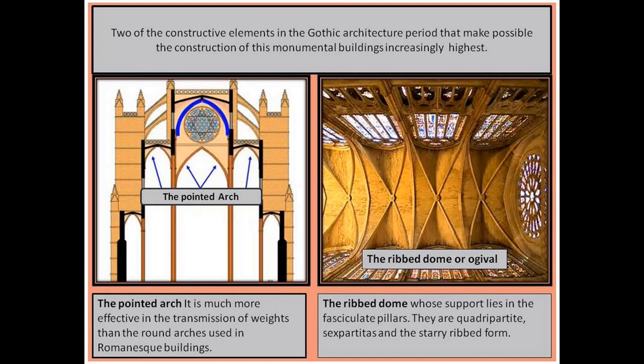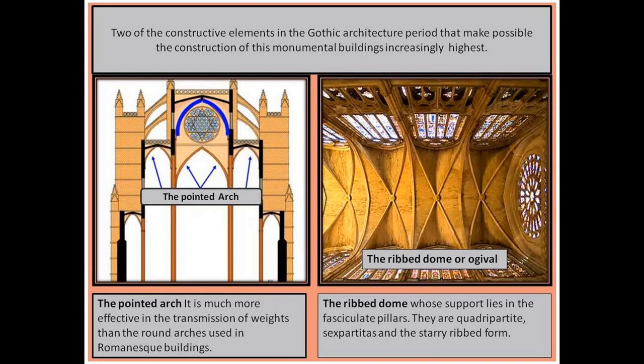The pointed arch itself is much more effective in the transmission of weights than the round arch, which is called the Roman arch, used in the previous period of medievalism. And the ribbed dome, its support lies in the fasciculate pillars.